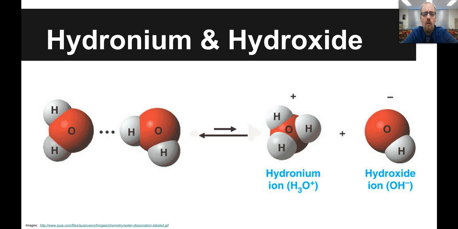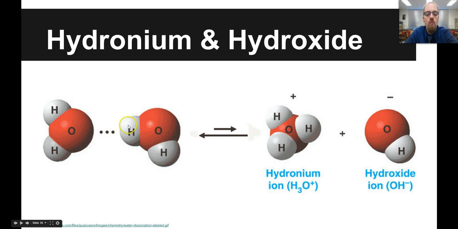No sample of water is just pure H2O. In fact, in water, no matter how pure that sample is, there's always going to be a certain amount of hydronium and hydroxide. So what are those ions? Hydronium is formed when a hydrogen ion is given to a water molecule. Instead of H2O, we have H3O plus.